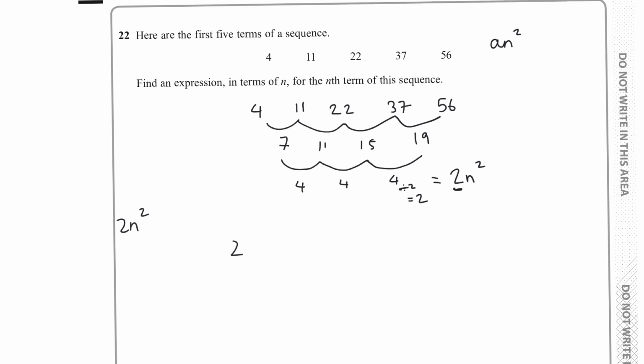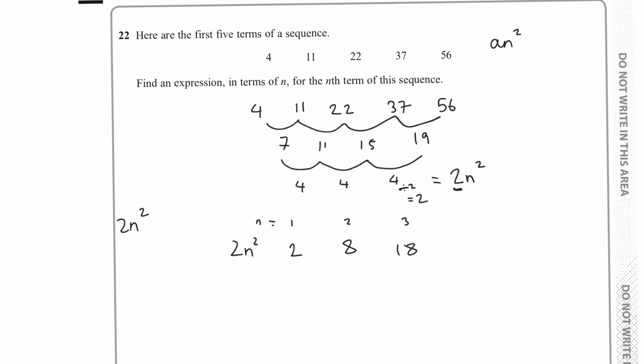And then the next step is you want to work out the first, the second, and the third term for 2n squared, aka when n is equal to 1, 2, and 3. So when n is equal to 1, you'll get an answer of 1 squared times 2, which is 2. When n is equal to 2, you would get 8. And when n is equal to 3, you would get 18.